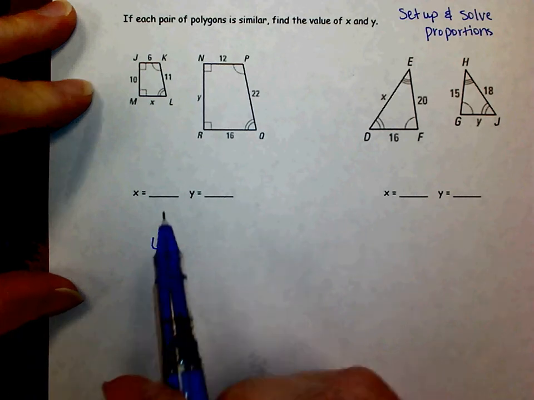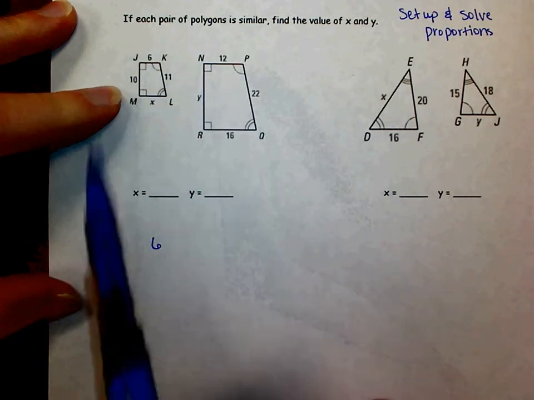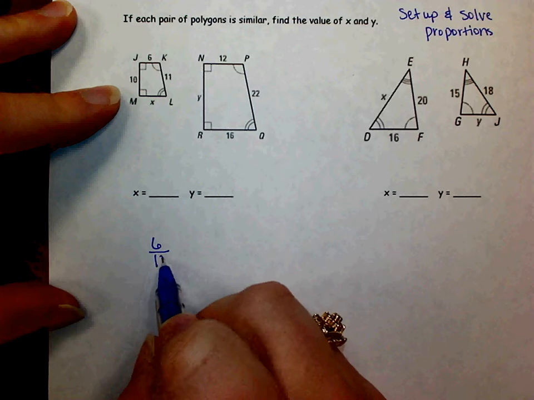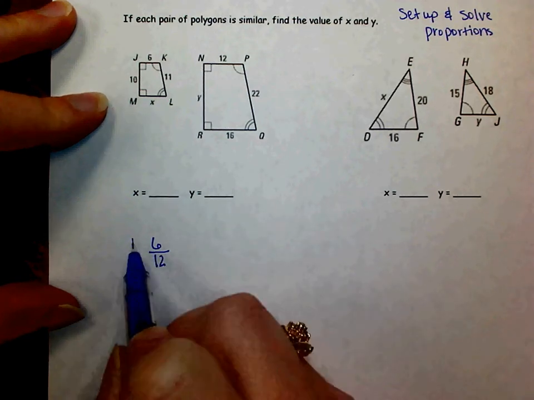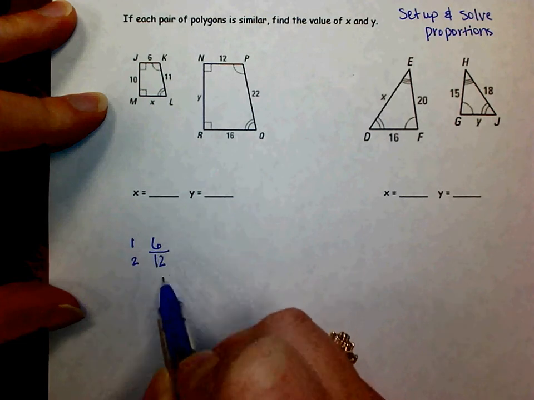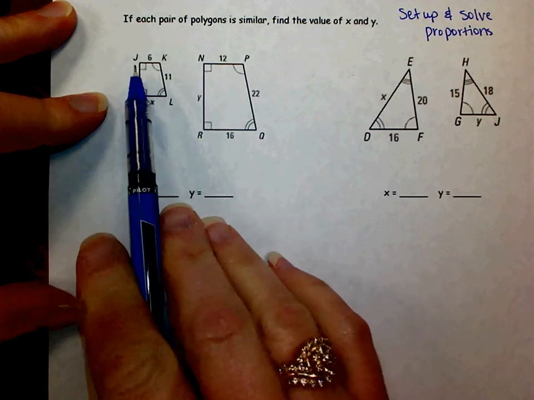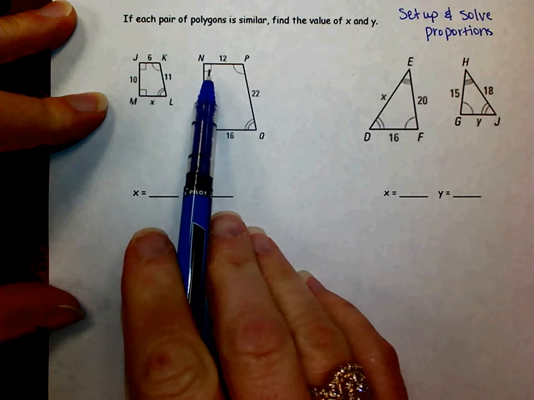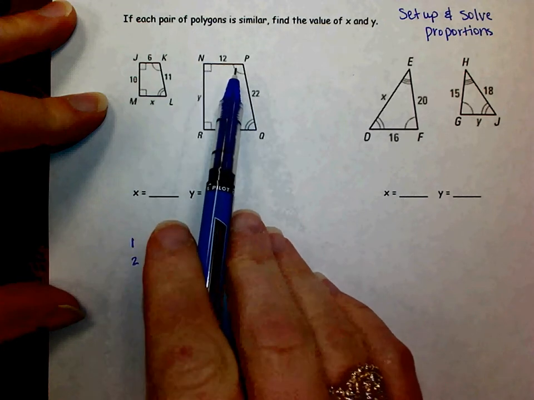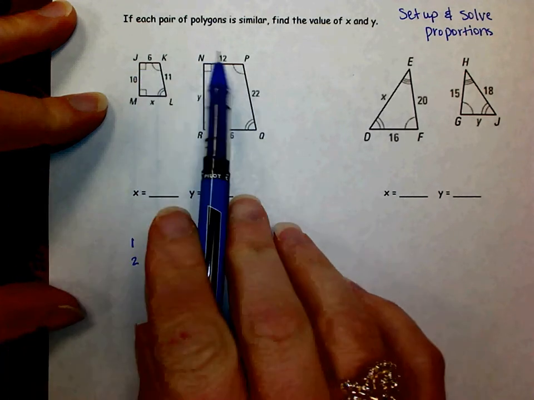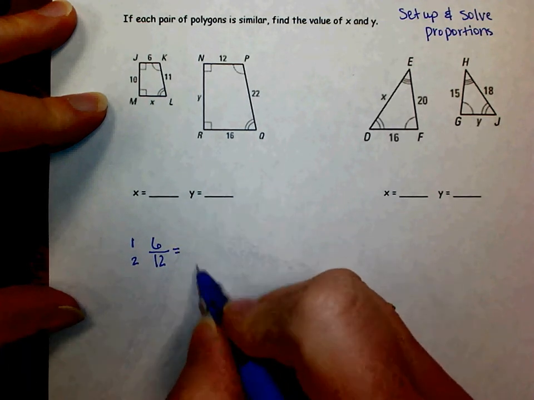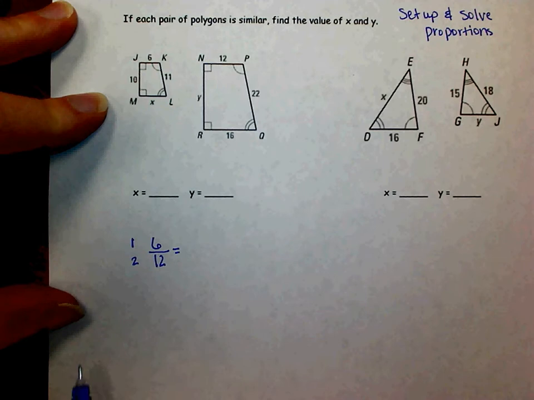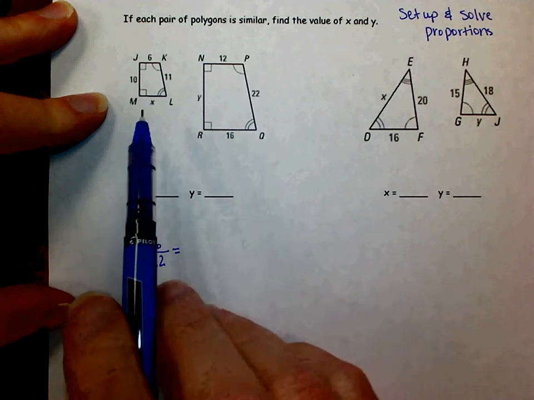So for instance, I could do 6 over 12 of the other figure. And so I have a side from the first figure and a side from the second figure that correspond to each other because they're both between the right angle and the one arced angle. Right angle, one arced angle. So these sides correspond to one another, so I wrote them as a ratio. When I write my second ratio, I want to set up a different ratio that also has corresponding sides.